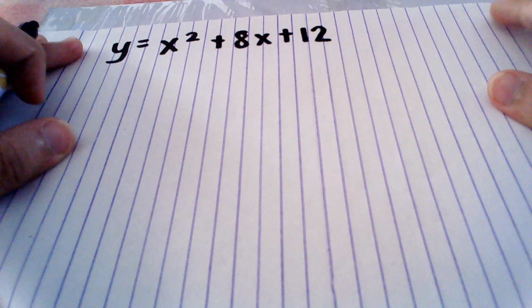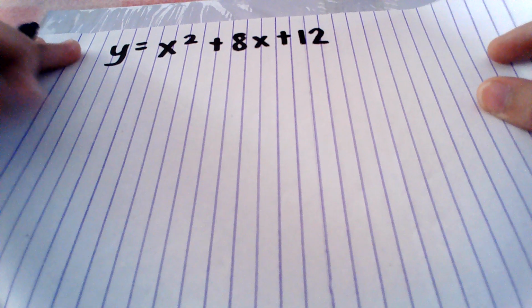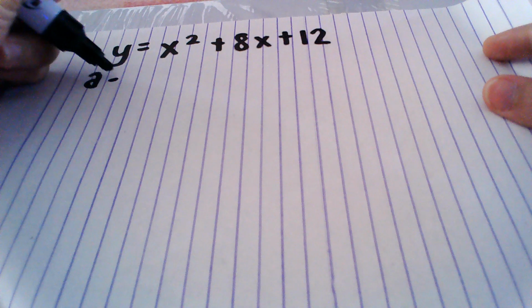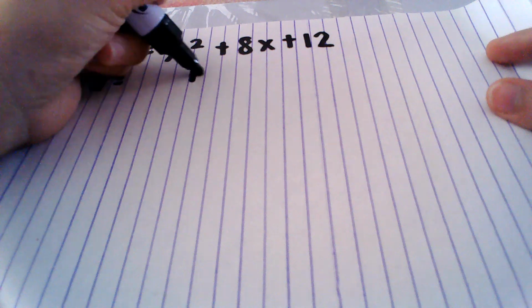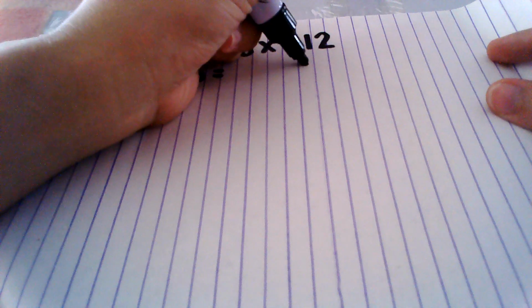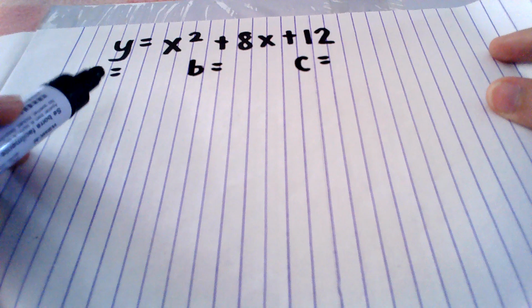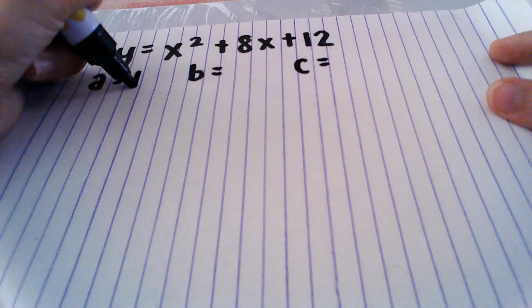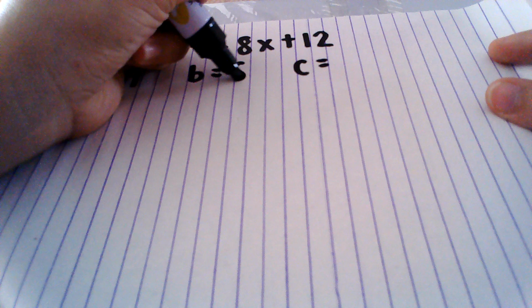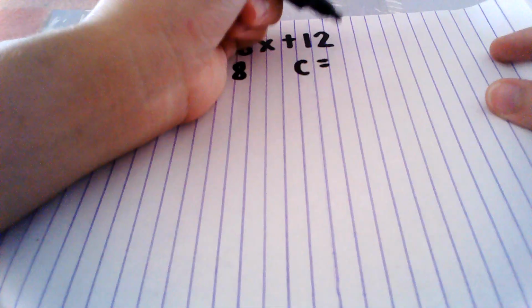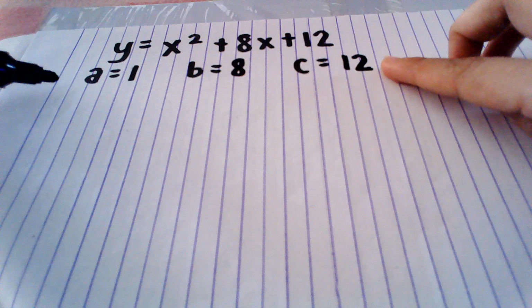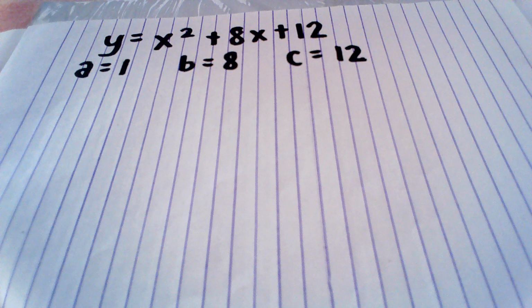So before everything else, identify your A, B, and C first so that later on you will not have problems with identifying them because you already did it beforehand. So the value of your A is 1, value of B is 8, and the value of C is 12. So make sure to identify so that you wouldn't be confused.